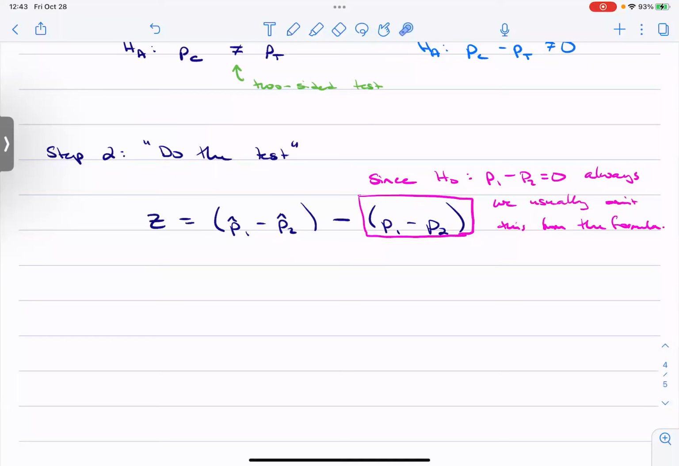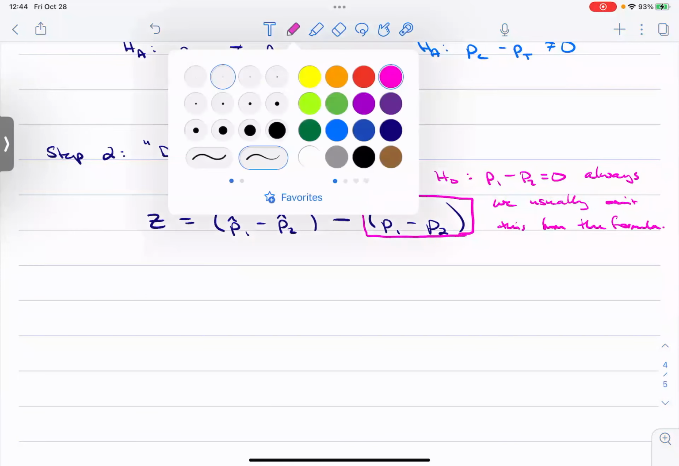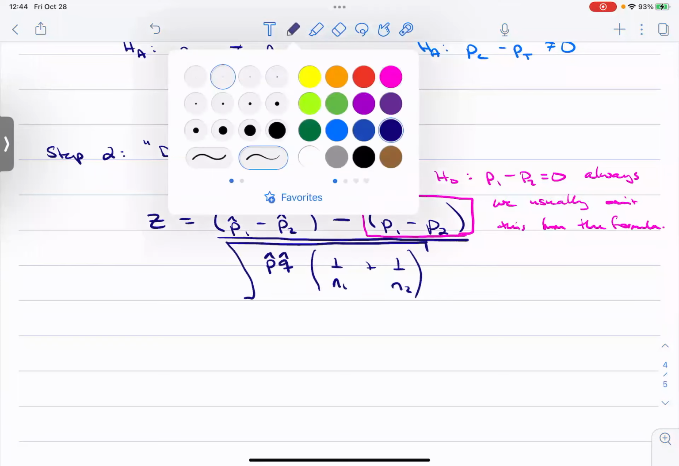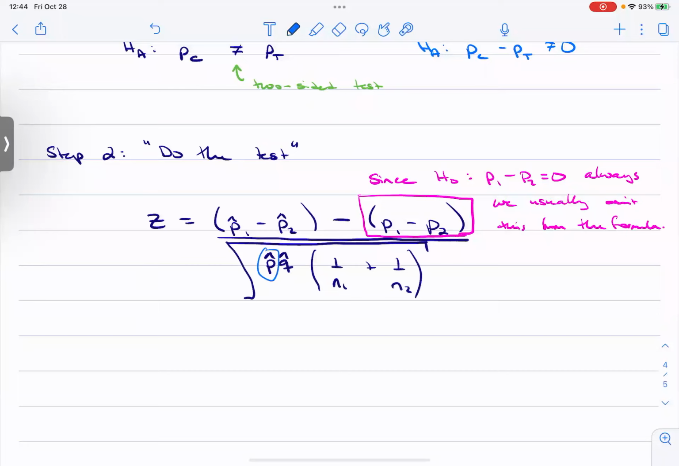But it is important to recognize that we are still seeing how far is my difference in sample proportions from my hypothesized difference in population proportions, taking into account the spread, which is the standard error still: P hat Q hat times 1 over N1 plus 1 over N2. Where this P hat is, of course, the pooled proportion.